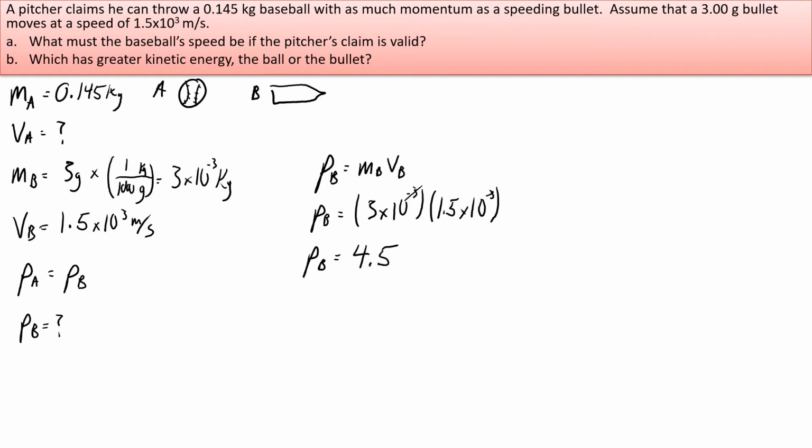So the momentum of this bullet here is 4.5, but 4.5 what? What are the units for momentum? It's a kilogram times a meter per second. So we just write kilogram meters per second. That's how you do that, okay? So we want to say, okay, this person's saying the momentum of the ball is equal to the momentum of the bullet. Well, if that's true, how fast does it have to be?